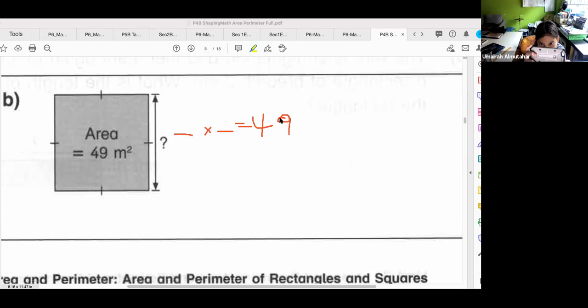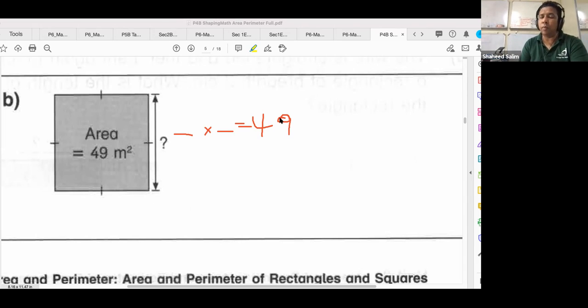This is another one that I'm sending you. Okay. Come, find what is the length of one side.